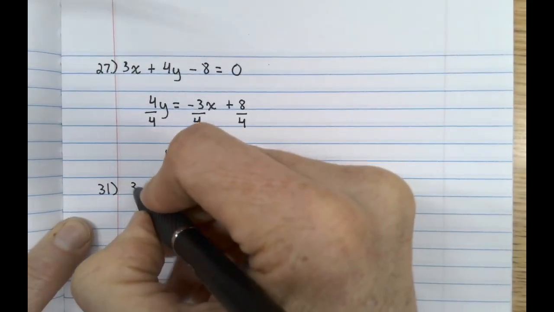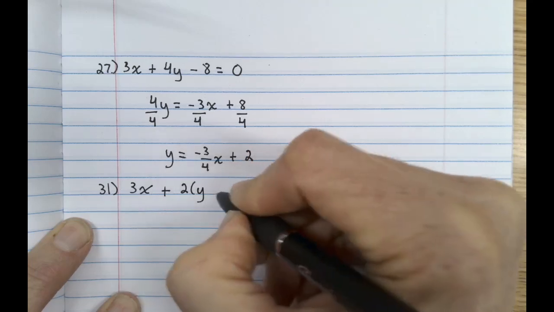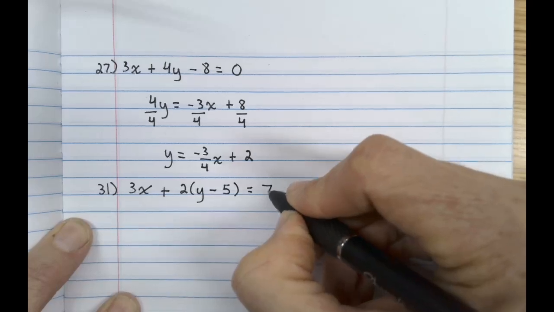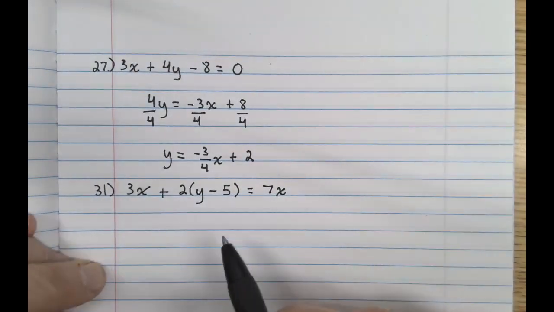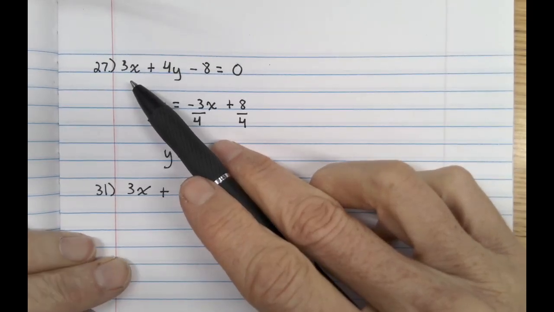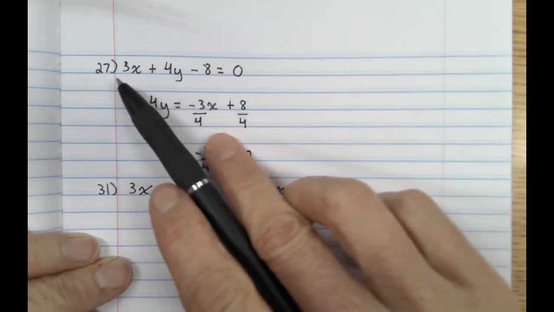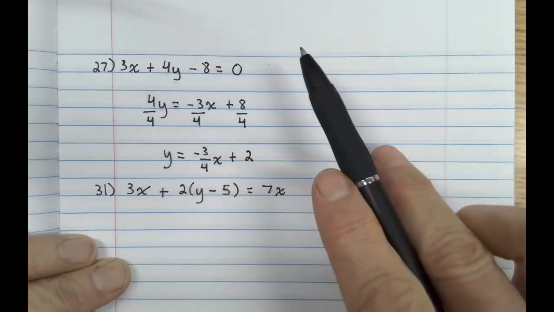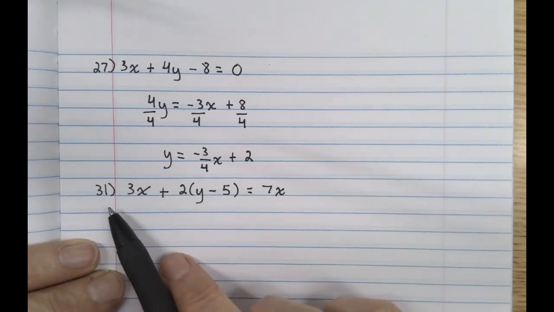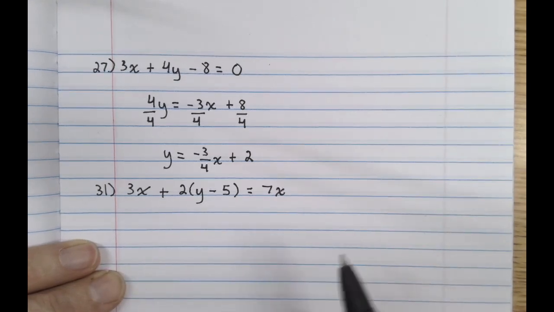31 was 3x + 2 times (y - 5) = 7x. So here we need to do a little bit of review. For 27, if you look back up at 27 for just a half a minute, everything is simplified. I did not have to simplify anything before I started moving stuff to the other side. 31 is different because 31 can be simplified. And so you do always want to check, is there some way I can simplify the equation first? And in this case, yes, there is.